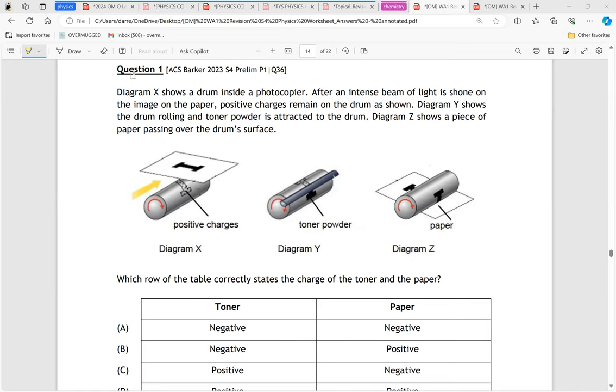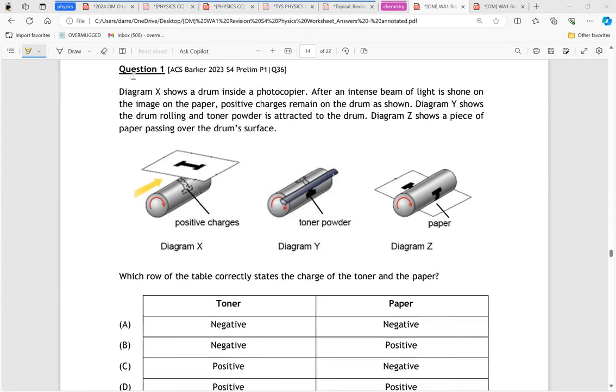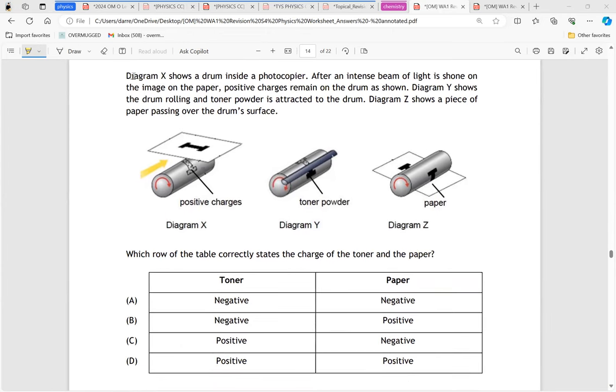Okay, so this is the inside of a photocopier. Don't need to learn in detail. Focus on the big concept. Okay, it honestly looks quite complex, right? But let's just focus on the things that you need to know. Over here is positively charged. This is the drum, right? So the drum is the thing that rolls. This is part of your printer.